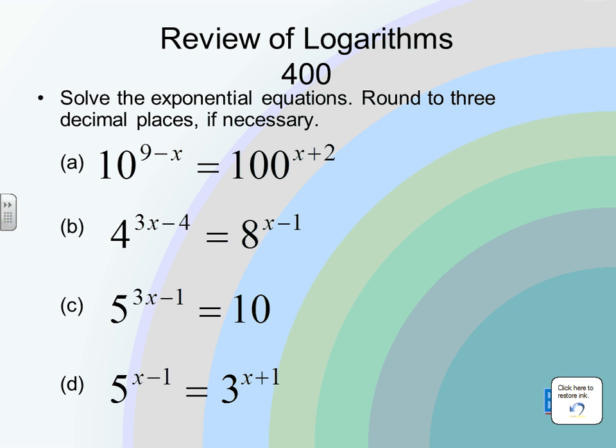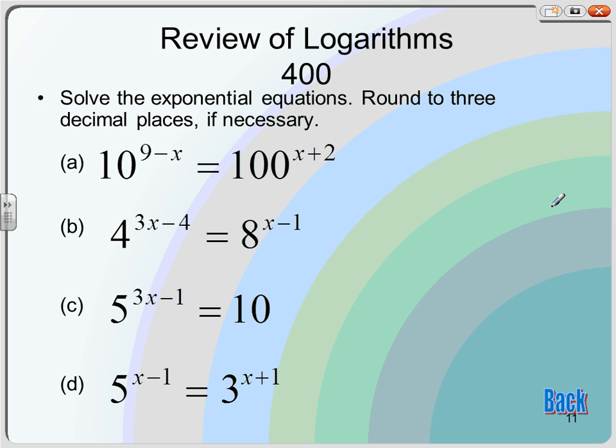And the next one is to solve the exponential equations, rounding to 3 decimal places. All right, the first couple are pretty easy. You're just going to switch so that they're the exact same base. So you see how the first one was 10 and the second one was 100. So I'm just going to write it 10 to the 9 minus x equals 10 squared, that's what 100 was, to the x plus 2. This is 10 to the 9 minus x equals 10 to the, you can multiply, so it's going to be 2x plus 4.